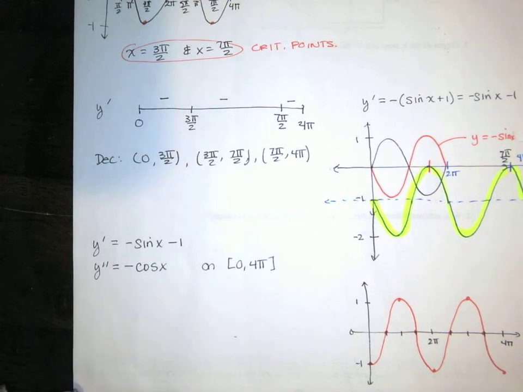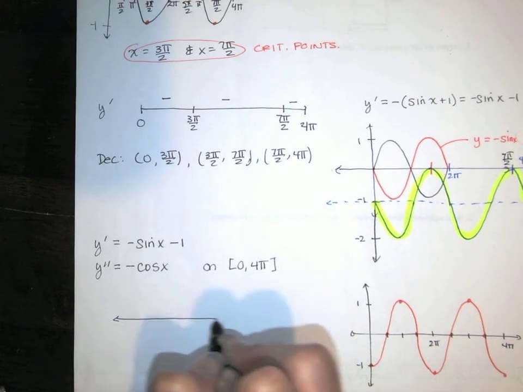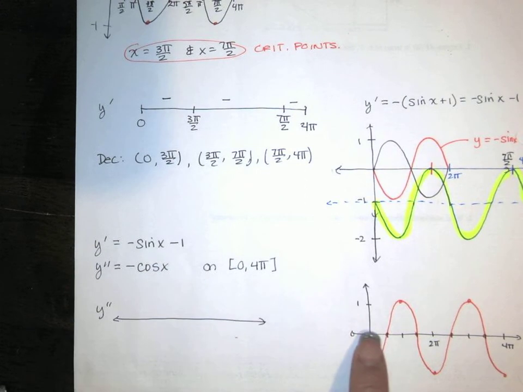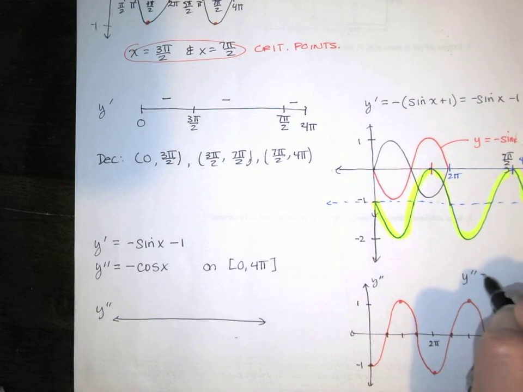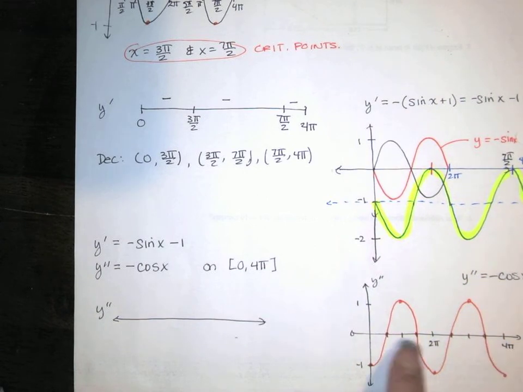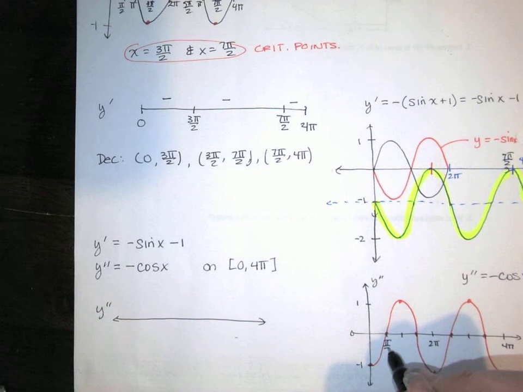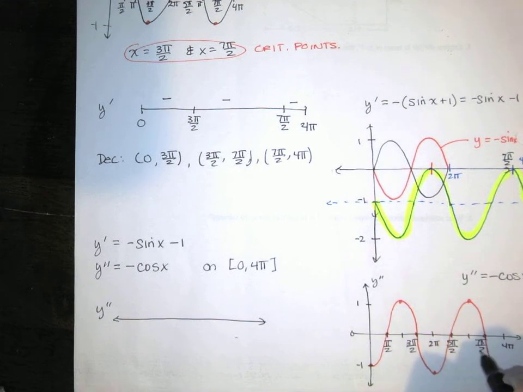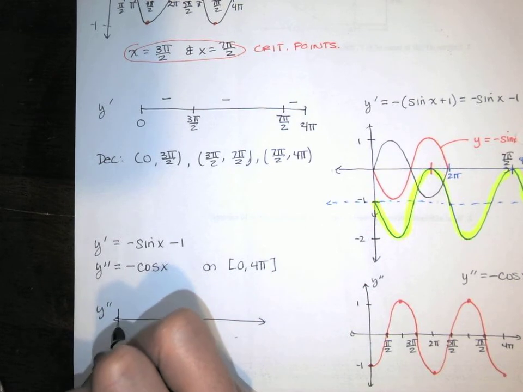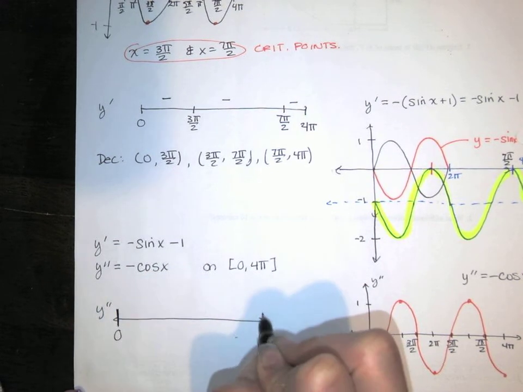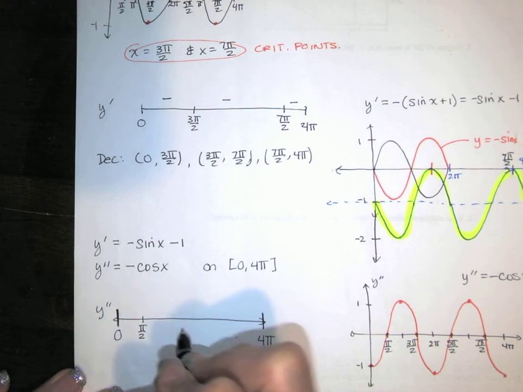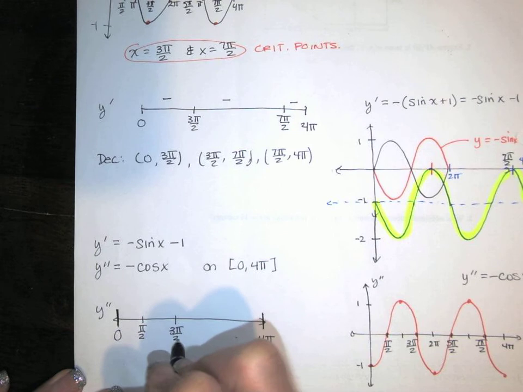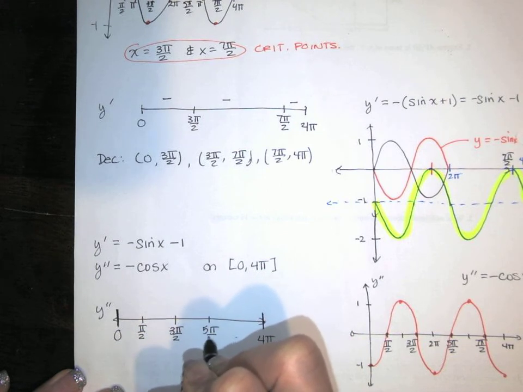So I can see right now, just looking at the graph, where the second derivative is 0. The second derivative is 0 wherever the y values on the graph of this function are 0. Well, they're 0 there, there, there, and there. That's at pi over 2, 3 pi over 2, 5 pi over 2, and 7 pi over 2. And we're on the interval from 0 to 4 pi, so I guess I don't need those arrows.